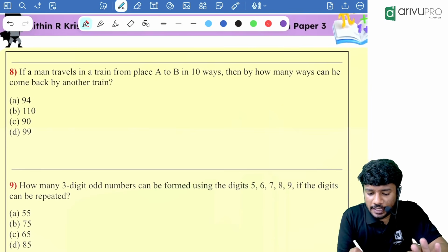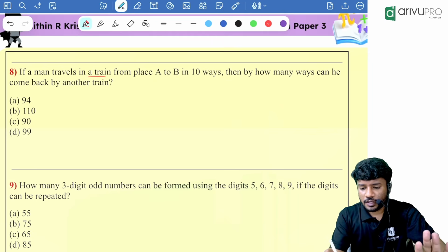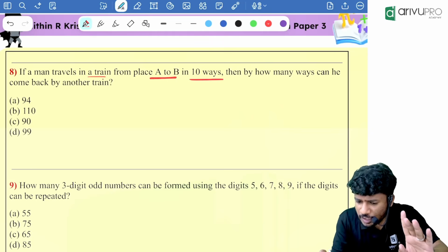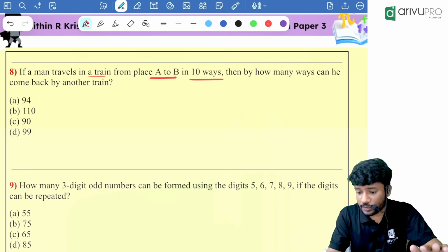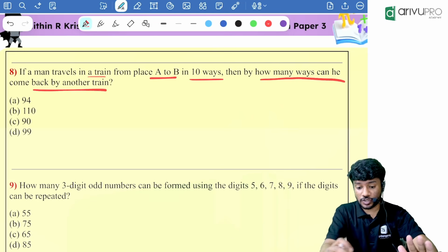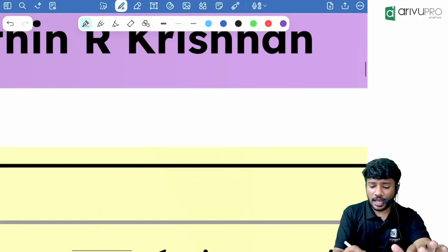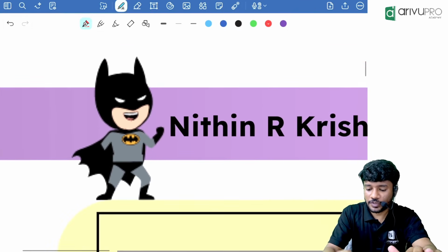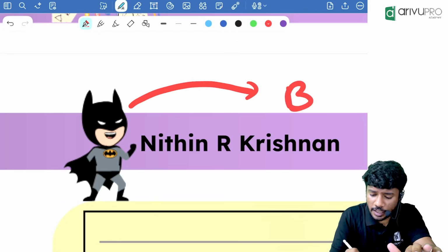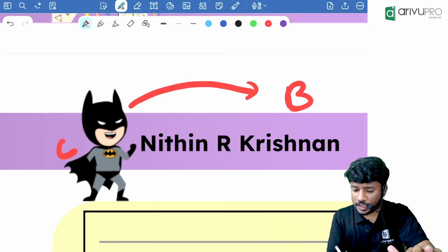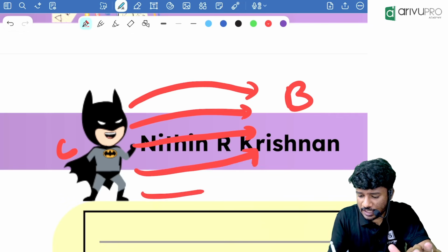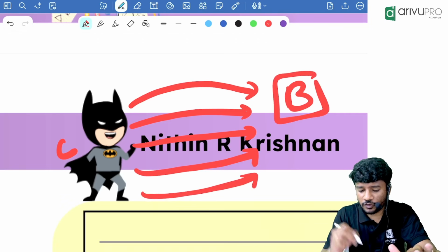Read the question. If a man travels in a train from place A to B in 10 ways, how many ways is he traveling now? In 10 ways he is traveling. Then in how many ways can he come back by another train is the question. Now people, for example, I am there, behind the mask. Or a bad man is there. He wants to go to Bangalore. He is currently in Chennai. There are four different ways he can take in order to go to Bangalore from Chennai.